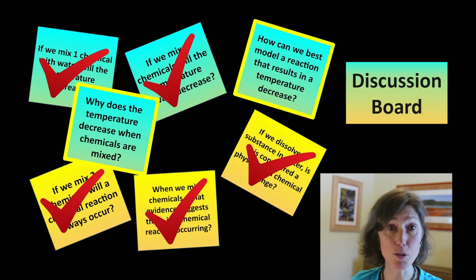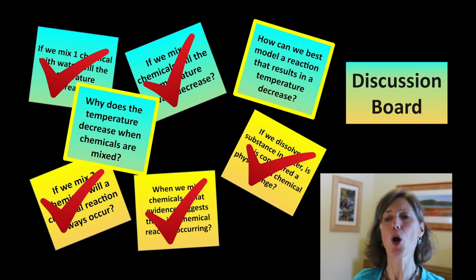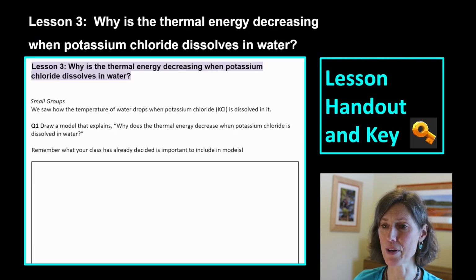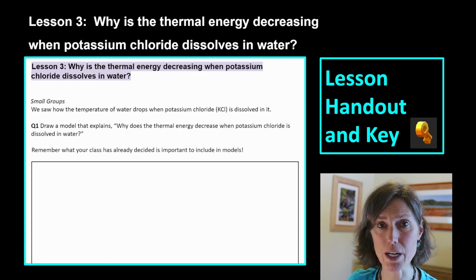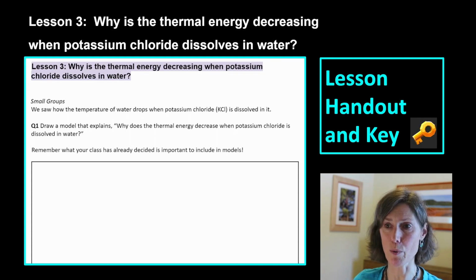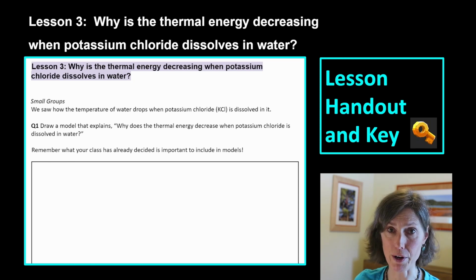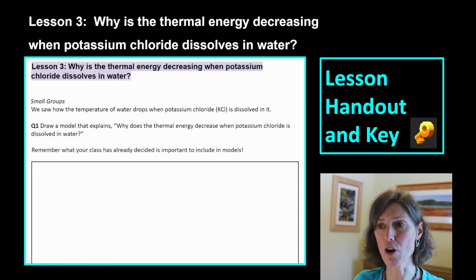Okay, let's bring this back to our discussion board. Why does the temperature decrease when chemicals are mixed? And how can we best model a reaction that results in a temperature decrease? Let's think about that. So lesson 3 delves into exactly that question. Why is the thermal energy decreasing when KCl dissolves in water? So this lesson really focuses on making a revised model from the one that I showed you before.